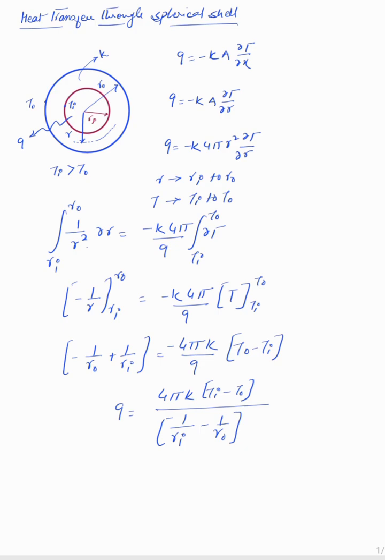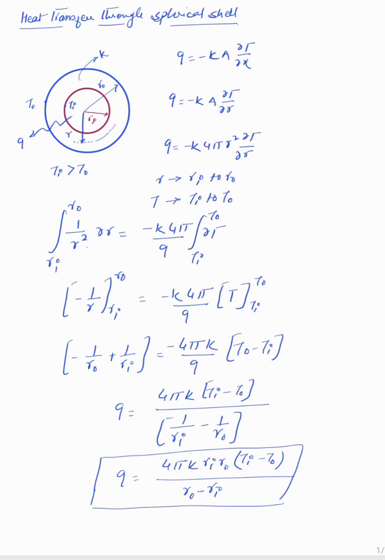You can rearrange it again. So now Q equals 4 pi K Ri Ro (Ti minus To) by (Ro minus Ri). So this is the final equation for heat transfer through a hollow spherical shell.